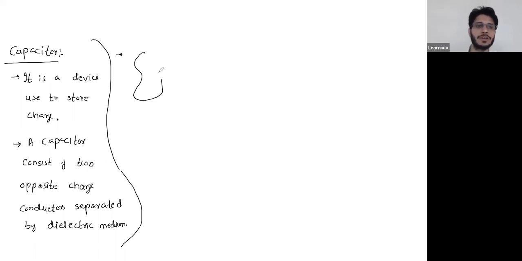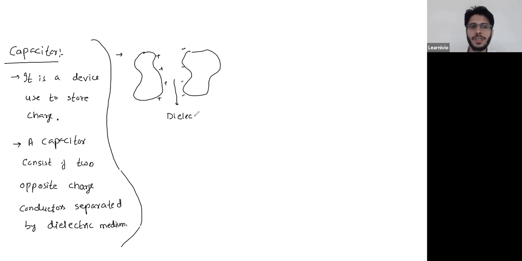For example, this is the first conductor, this is the second conductor. The first one is positively charged. The second one is negatively charged. And the medium between them should be dielectric. If you place a conducting medium between these two conductors, it will simply be a piece of metal. It won't be a capacitor. It will be a capacitor only if the space between the conductors is filled with a dielectric medium.